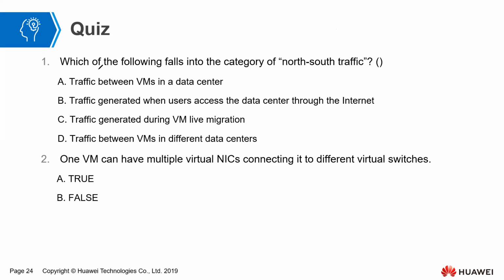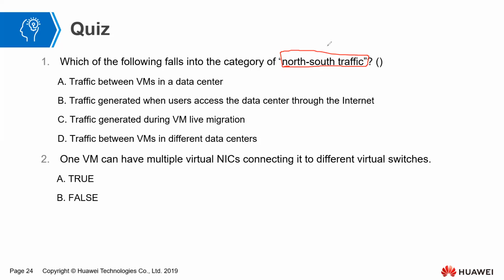So let us look at this. Which of the following falls into the category of north-south traffic? We looked at north-south traffic. We are having traffic between virtual machines in a data center, traffic generated when users access a data center through the internet, traffic generated during virtual machine live migration, and traffic between virtual machines in different data centers.